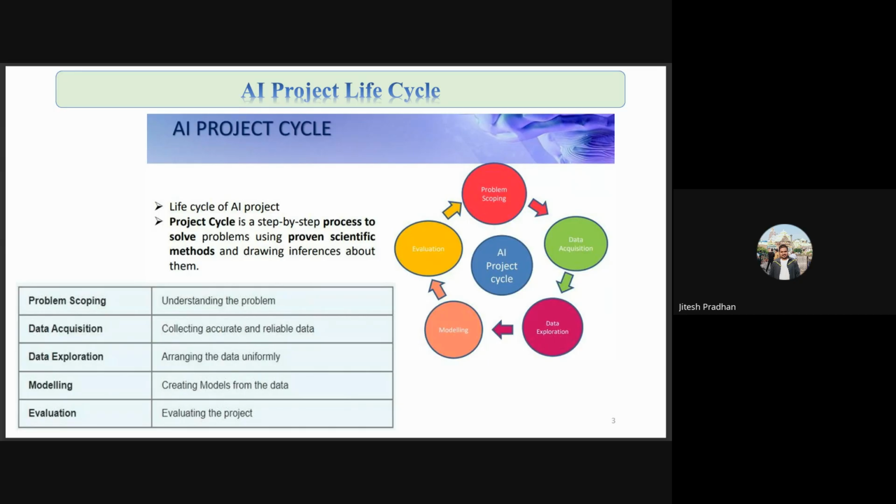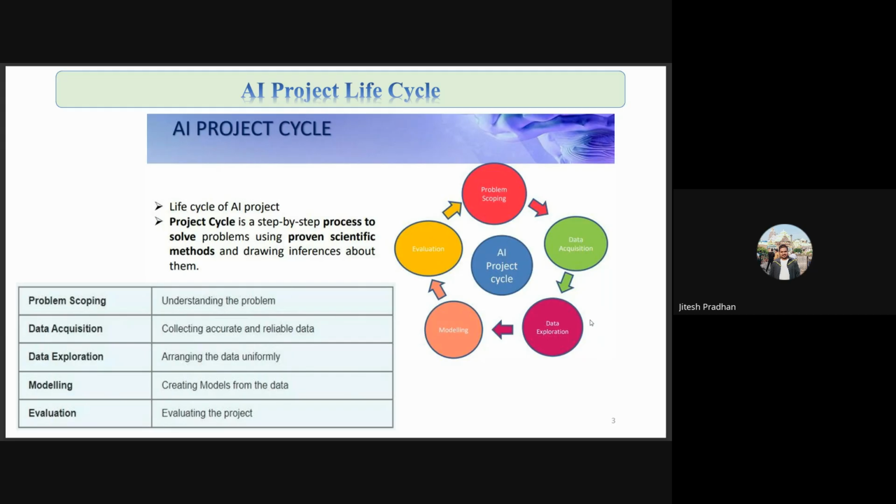Basically, the AI project life cycle is a 5 or 6 step process where we start with the problem scoping. The AI project life cycle is basically an entire process of finding the problem, designing its solution, and deploying the solution for real world uses. That is the entire AI project life cycle.